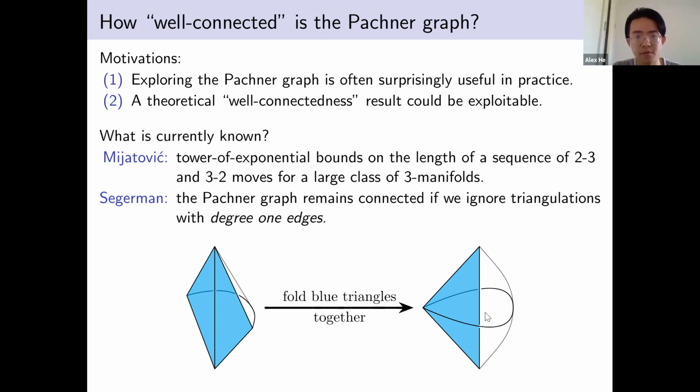And so if we throw away all the triangulations that have these degree 1 edges, which means you're deleting some vertices in the pachnograph, it remains connected. So you can delete some vertices and it's still connected, which is getting at the idea that the pachnograph is well connected. Why do I mention this? It's partly because it's quite a weak restriction on the pachnograph. We should be able to prove more than this intuitively, but again, this has proven quite hard and no one's been able to do it.